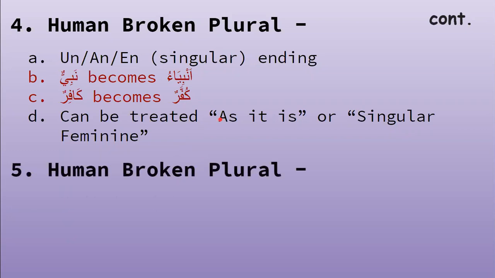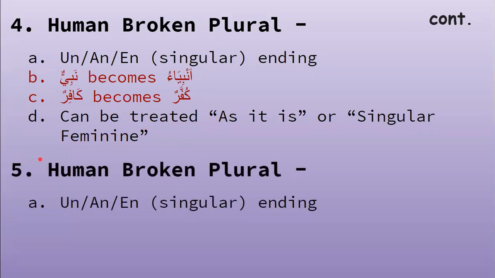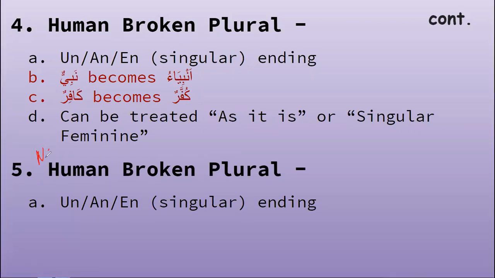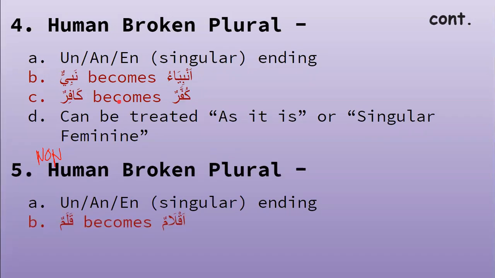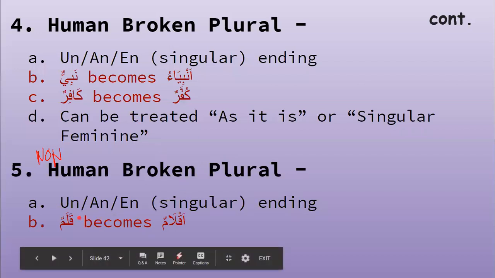And now, non-human broken plural. Sorry, it's the non-human broken plural. Non-human broken plural has an un, an, or in ending. Same thing, but it's used for objects, right? Like kalam becomes aklam. You have to learn some vocabulary. So the vocabulary you see over here, just try to memorize those.